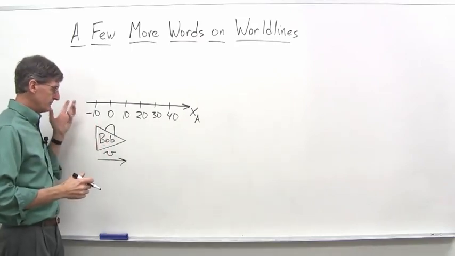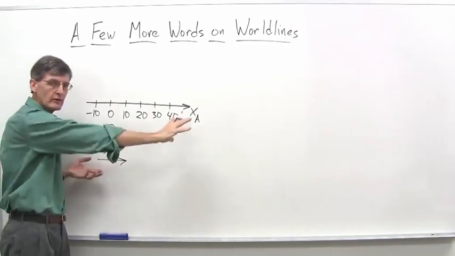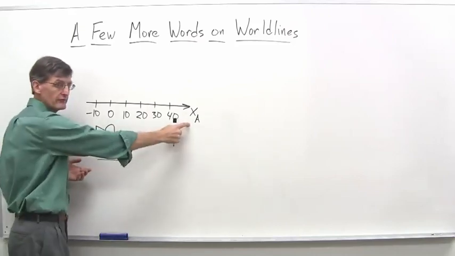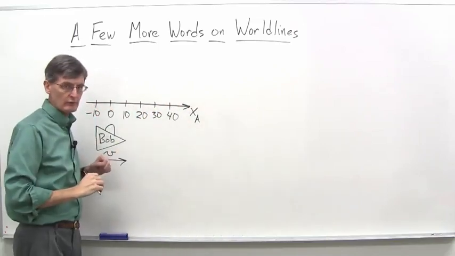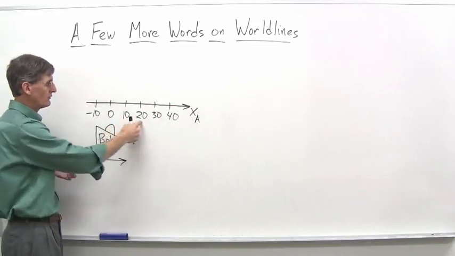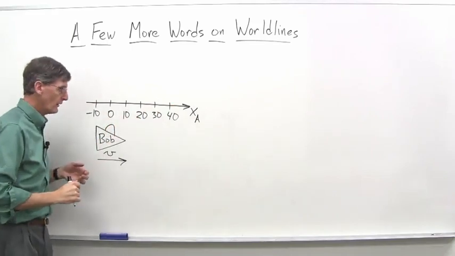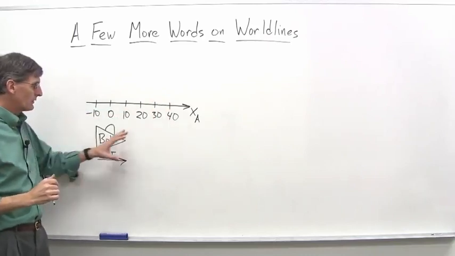So again, let's imagine a situation. We've got Bob in his spaceship traveling at velocity v here. Here's Alice. Alice is doing the measuring. This is her lattice of clocks, her measuring stick, as it were. We've just chosen different units here: minus 10, 0, 10, 20, 30, 40, on her measuring lattice. So here comes Bob along.